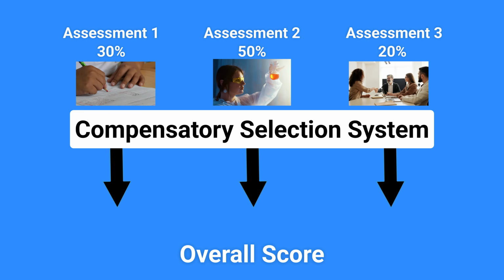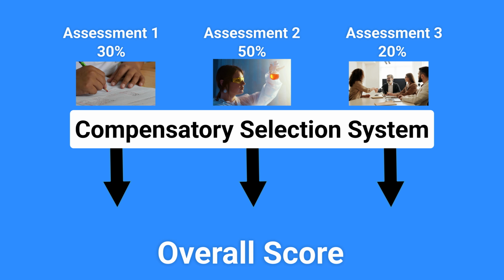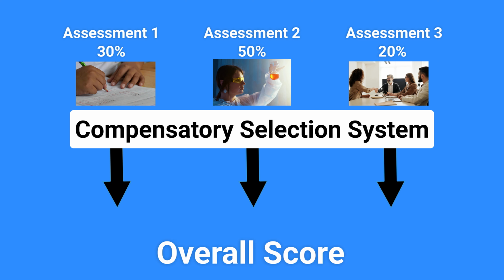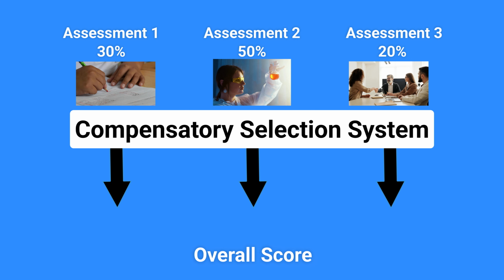A compensatory selection system takes a more holistic approach, combining scores from multiple assessments into an overall score. Strong performance in one area can offset a lower score in another. As illustrated in the slide, 3 separate assessments contribute to the overall score, each assigned a designated weight. Notably, Assessment 2 carries a higher weight, meaning poor performance in this area could significantly impact the overall outcome.